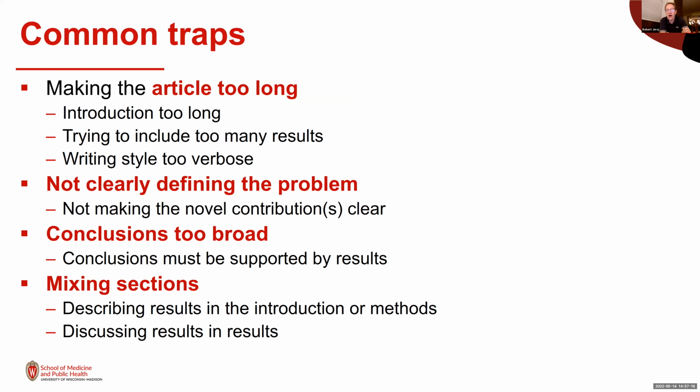Another common trap is that the sections are often mixed. People already explain what the results are in the introduction, or in the methods. Results go into results, not the introduction and not the methods. Or they put the discussion in the results. When you discuss results, that goes in the discussion. Results are an objective report of what you found, not a discussion of what you found.